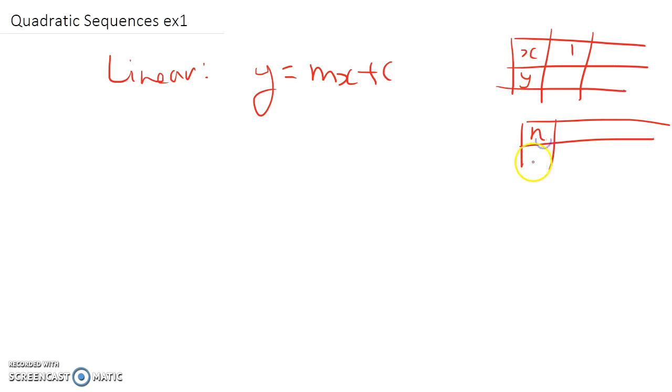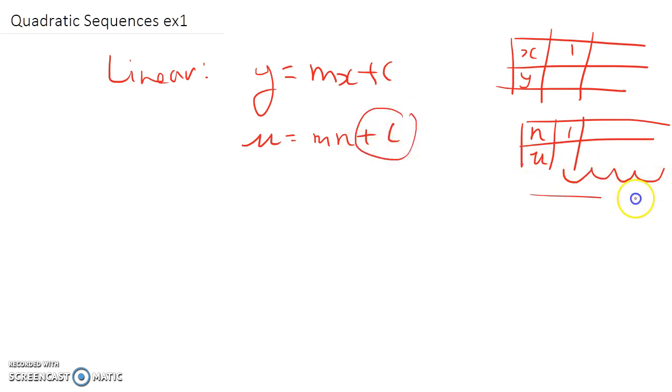We looked at n instead, and let's just say, for example, that happened to be u. So this could be interchangeable: u is equal to mn plus c, where m is the constant change that we looked at, and c was the thing where, if there was a number here, how did we get to that number? If this doesn't make sense at this stage, it's probably best you watch the linear video again.